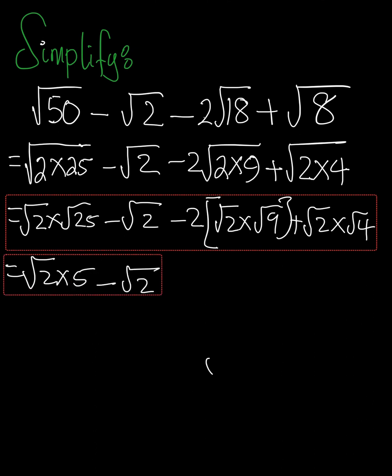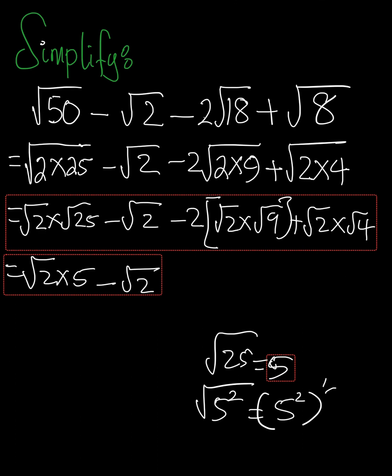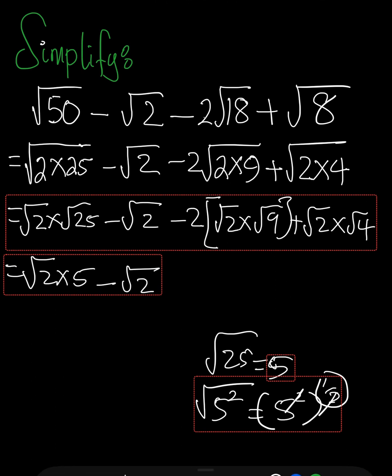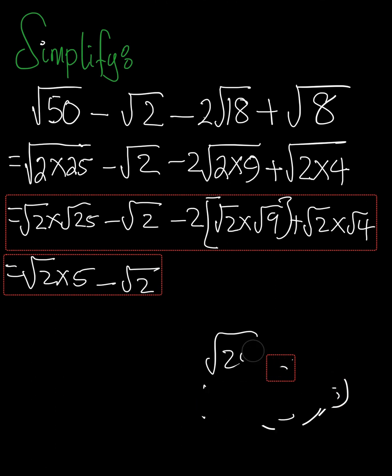Why are we getting the square root of 25 to be 5? It's actually the square root of 5 squared, which is the same as 5 squared to the power of half. Half represents the square root, and that half is going to cancel the 2. That's why we're getting 5 to be the answer in this particular situation.